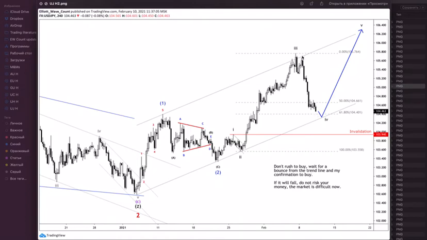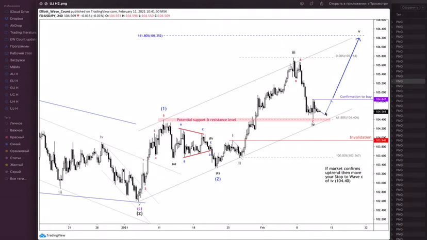The next day, market gave us this bounce to the upside, and the same story. I use it as potential support and resistance level. I like these levels, and I like to combine this price action strategy and Elliott wave strategy. Our invalidation level for wave 4 was on the top of first wave, but if market confirms uptrend, then move your stop to wave C of wave 4. So here, to reduce our risk if market reaches this confirmation.